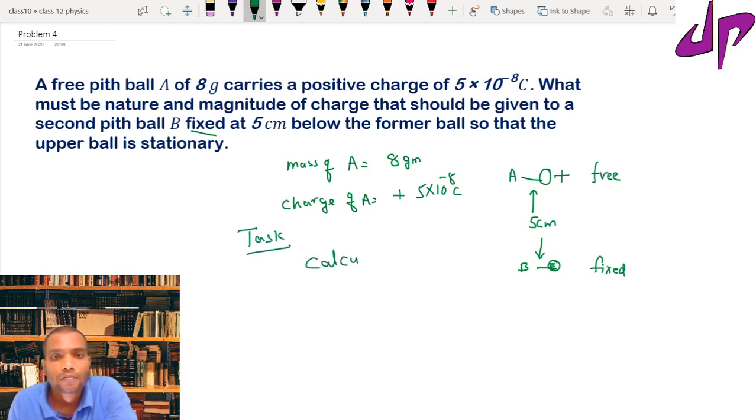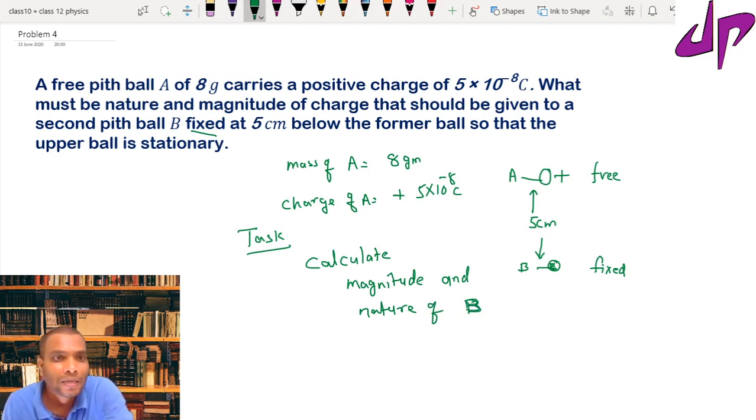Task: calculate the magnitude and nature of B. Calculate the magnitude and nature of B so that the upper ball is stationary. So this is the key point in the problem. This ball should be stationary.